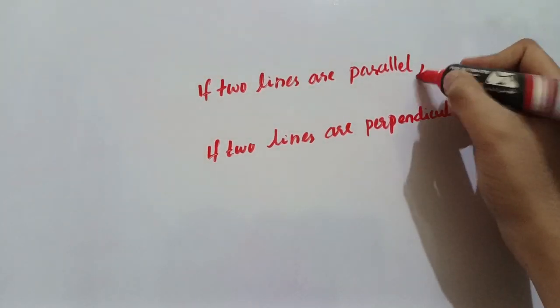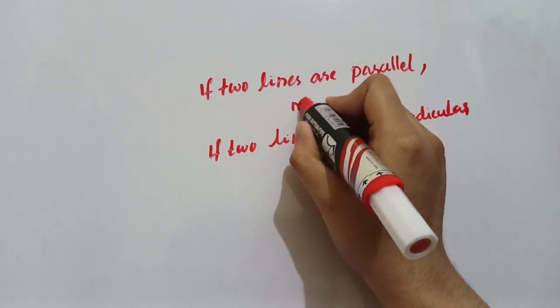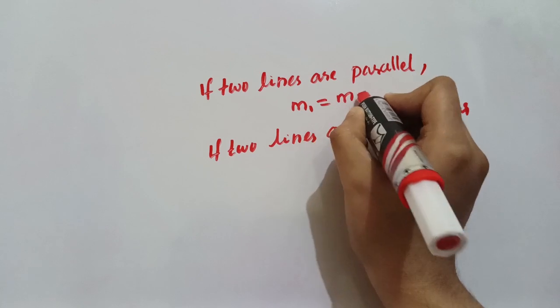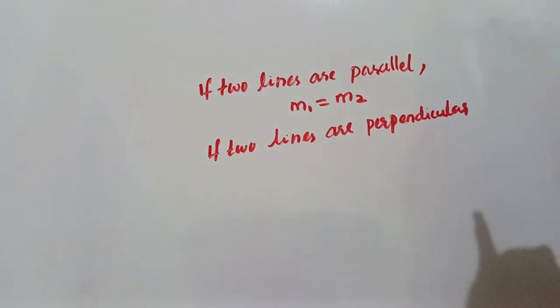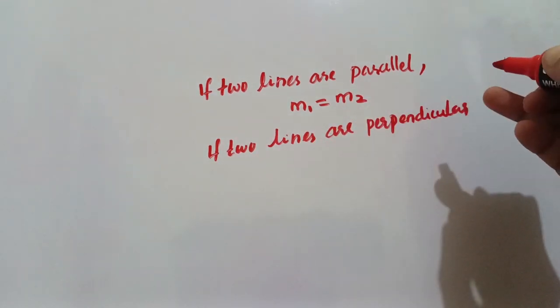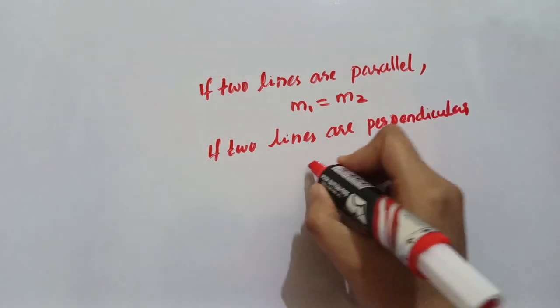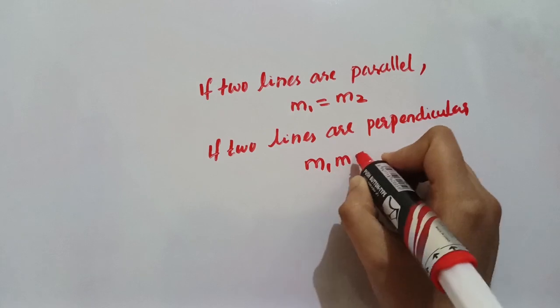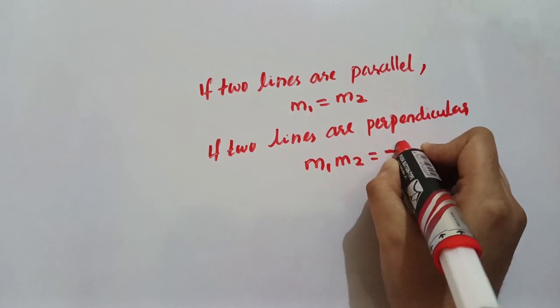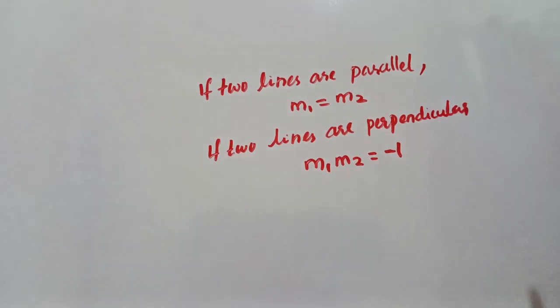If two lines are parallel, their slopes are equal. That is, m1 is equal to m2. If two lines are perpendicular to each other, then the product of their slopes is minus 1. That is, m1 m2 is equal to minus 1. These are all important in solving problems.